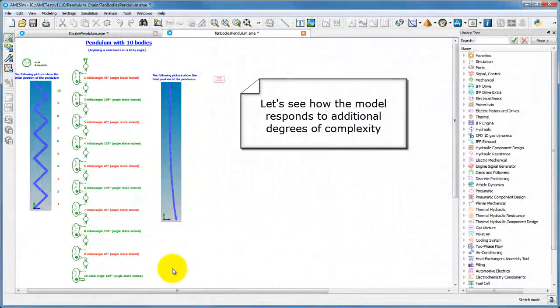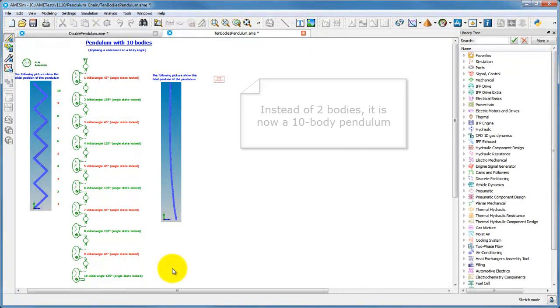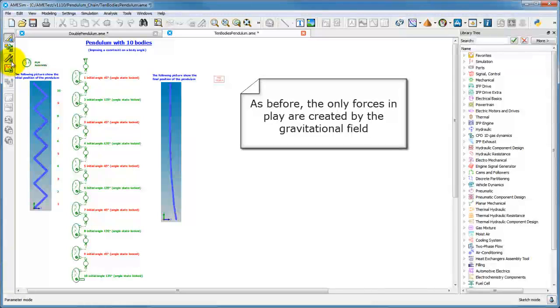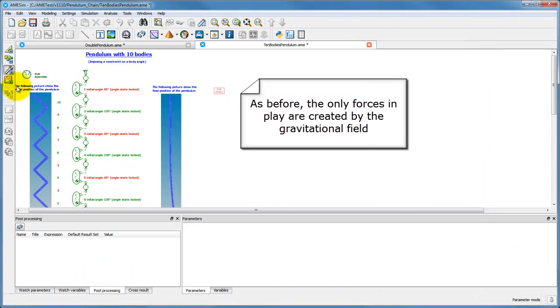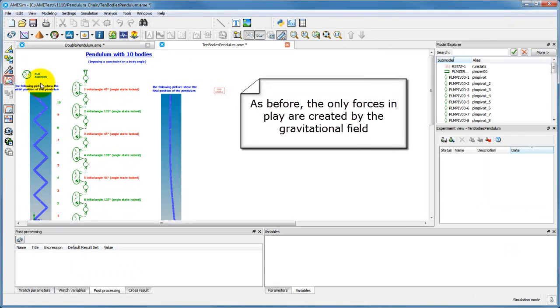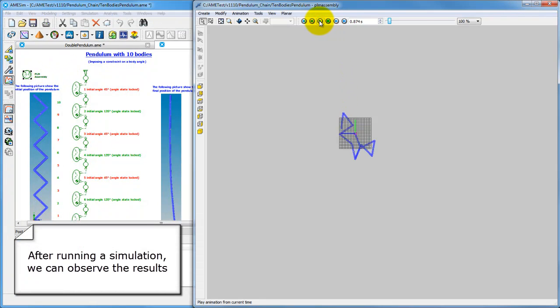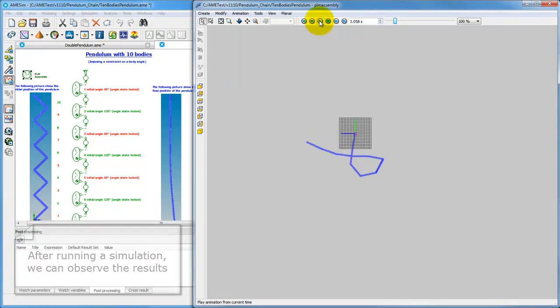Let's check if the pendulum behaves realistically when the complexity is ramped up. The basic pendulum we had at the beginning has now become a 10-body pendulum. As before, the only forces present are due to the gravitational pull on the pendulum. Let's examine the results of the simulation using the animation tool.